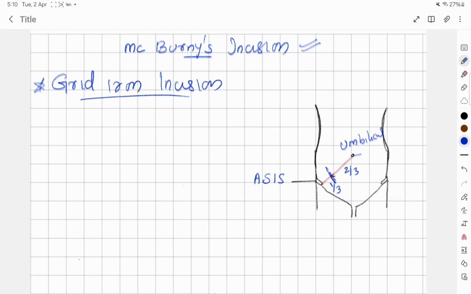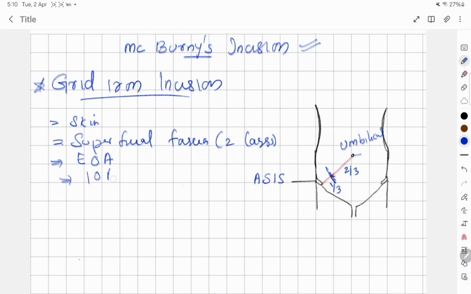During this McBurney's incision or gridiron incision, what are the layers to be dissected? The first one is the skin, then the superficial fascia, which has two layers. Then we have the external oblique abdominis muscle, the internal oblique abdominis muscle, the transverse abdominis, then the fascia transversalis, and then the parietal peritoneum. So these layers have to be cut.